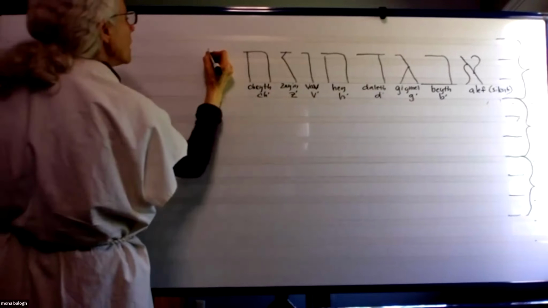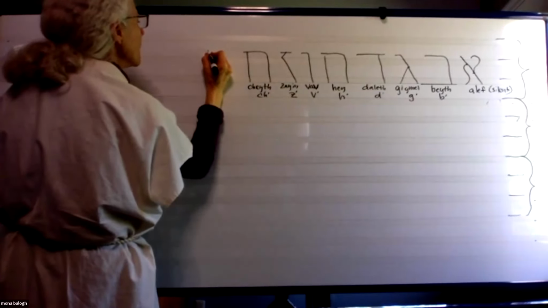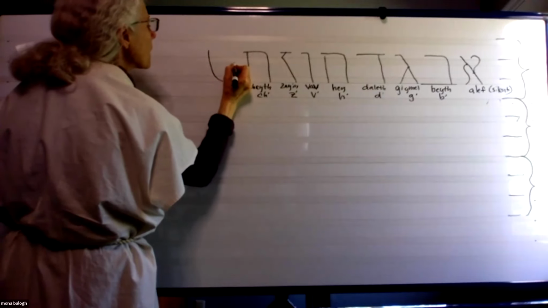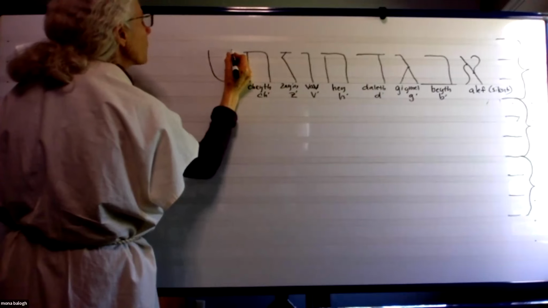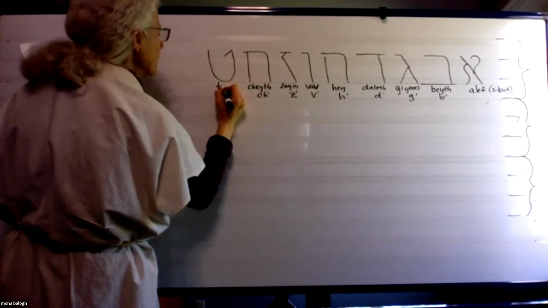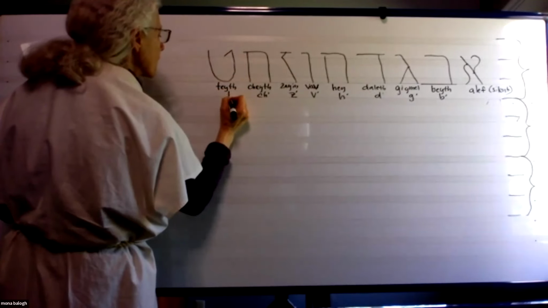Tet. Upper left, make a big U down and come up the other side and make that whale's tail. Okay, it looks like a big whale with a tail. Tet.